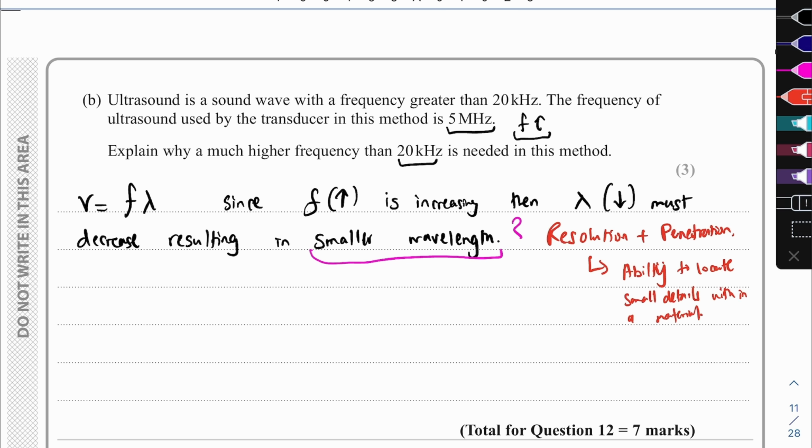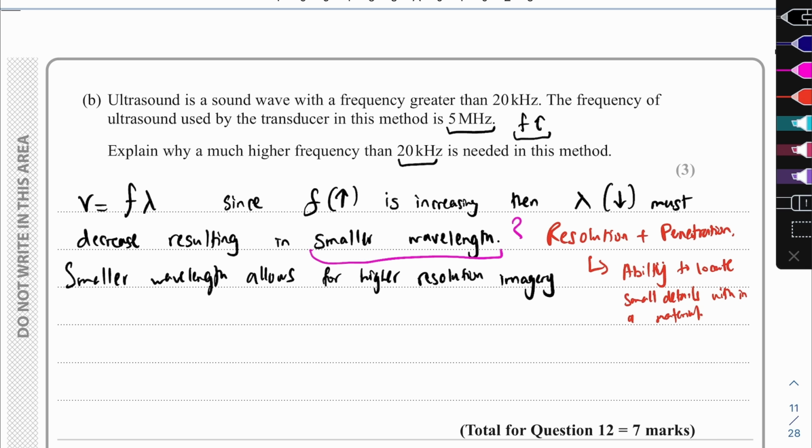Now, if we have smaller wavelengths, this allows for higher resolution imagery. So you can say smaller wavelength allows for higher resolution imagery. So this means we can locate the air gaps, the smaller air gaps, much more easily, right?